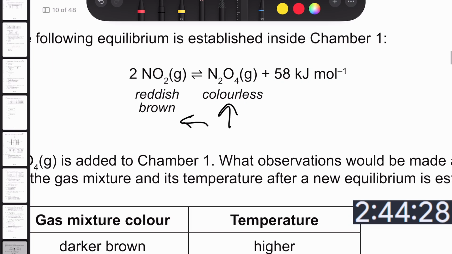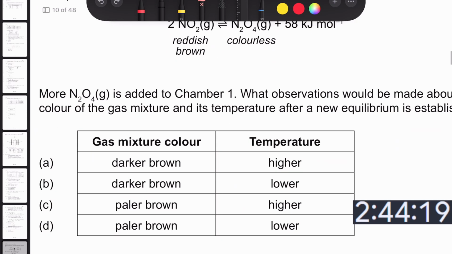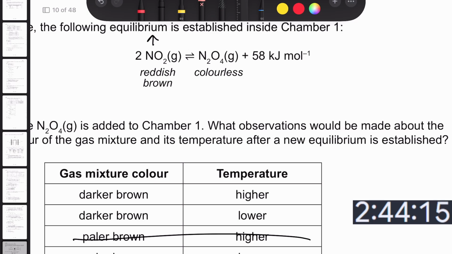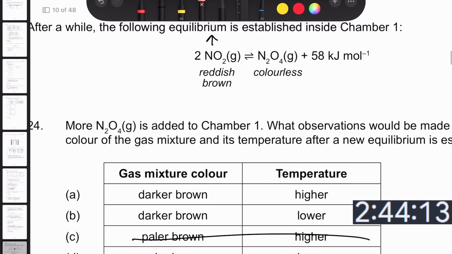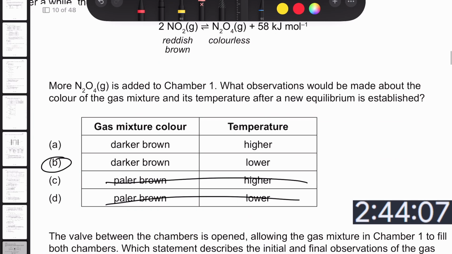So that's going to increase. So we're going to go to the left, so that's going to increase. And since it's going to be more reddish brown, this is colorless, so it doesn't affect the color. So we're going to get a darker brown. And we're going to the left, so that's going to absorb temperature. So the temperature, absorb energy. So it's going to be lower temperature.